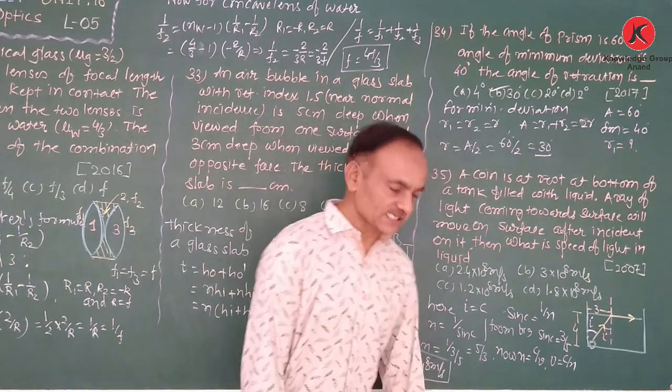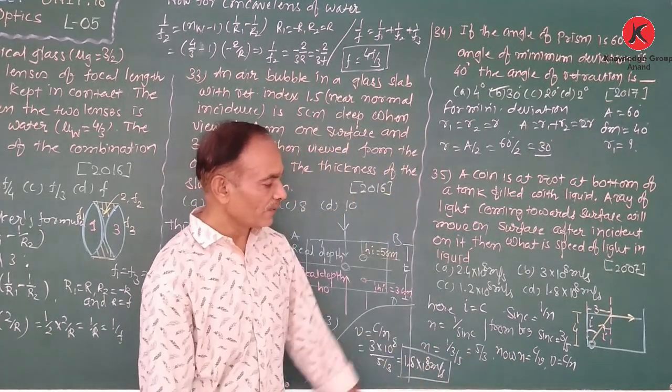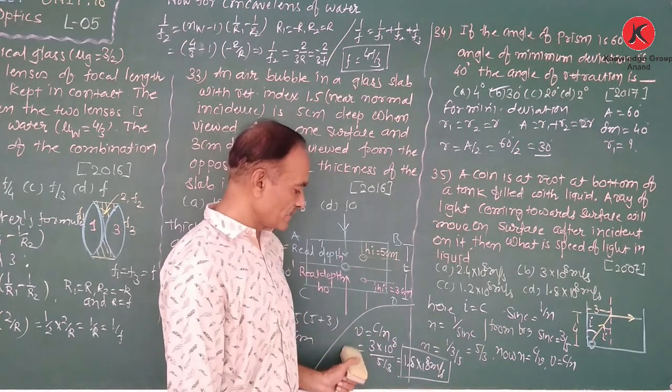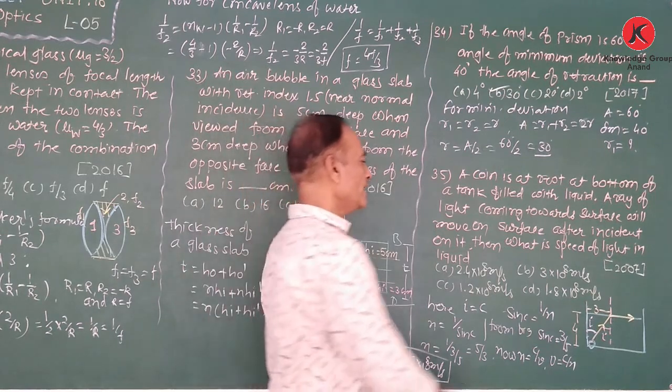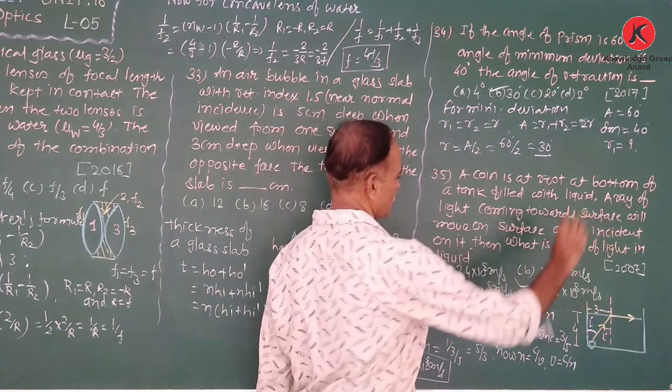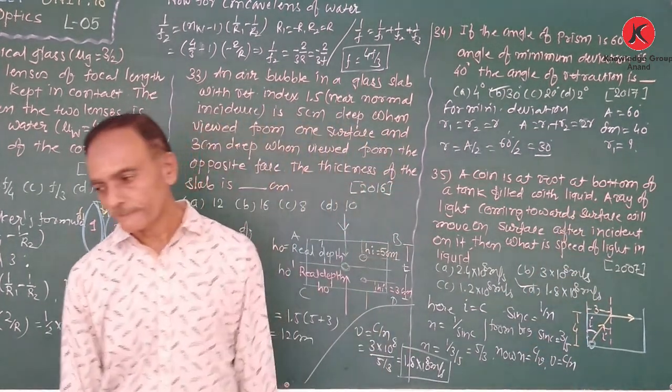Now, refractive index n is equal to c by v. Therefore, v is equal to c by n. We substitute the value, so our answer is 1.8 into 10 is to 8 meter per second. Clear? Okay.